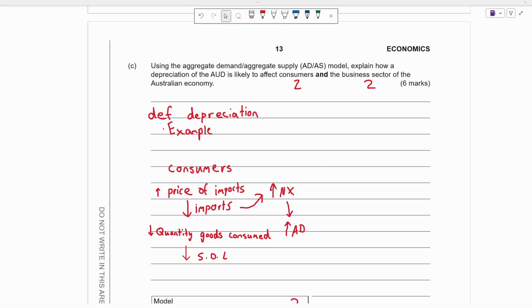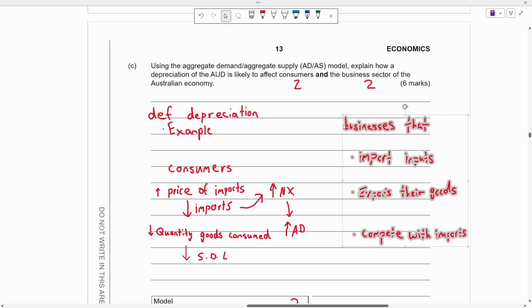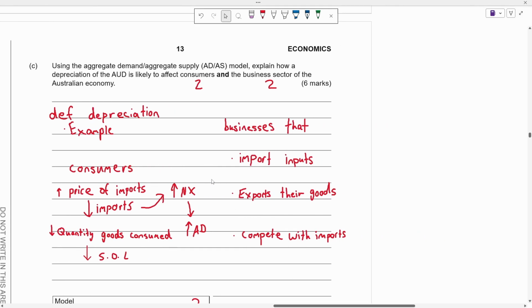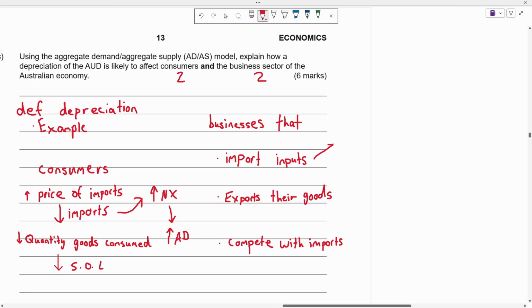So the business sector, there's different types of businesses and they will be affected differently, right? So the main 3 businesses that Scarza would want you to talk about are businesses that import inputs, businesses that export their goods, and businesses that compete with imports. So let's do the planning for businesses that import inputs. So if there's a depreciation, we know that's going to increase the price of imports. So therefore, it would increase the cost of inputs for these businesses.